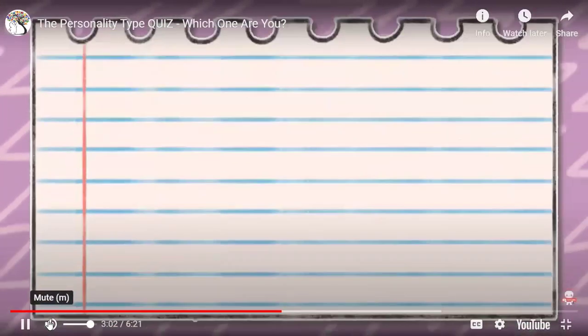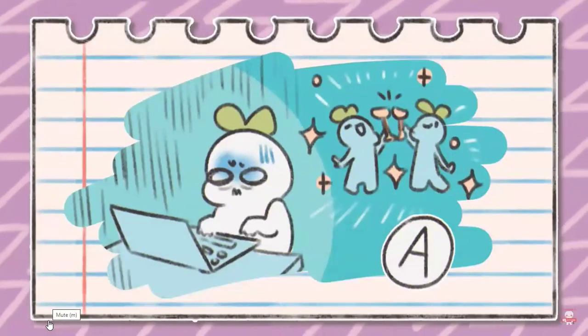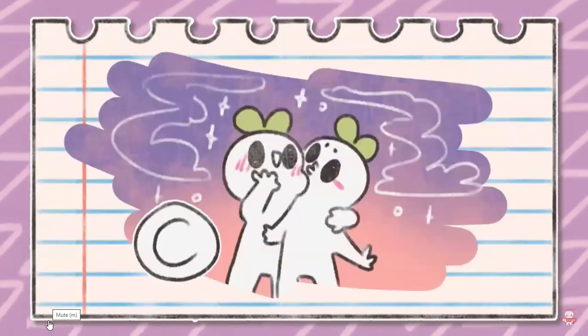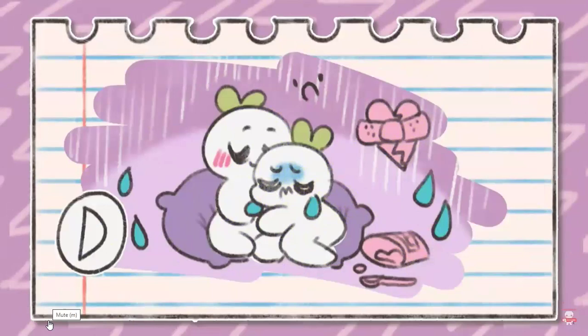Number 7. What type of friend are you? A. I work too much, so I don't have many friends. B. I lead conversations and enjoy making people laugh. C. I always give the best advice. Or D. I'm always here to be a shoulder to cry on.